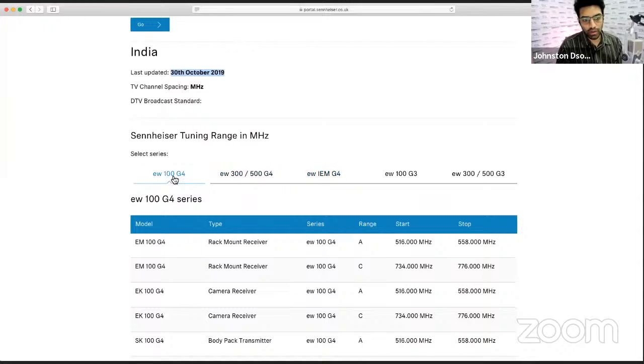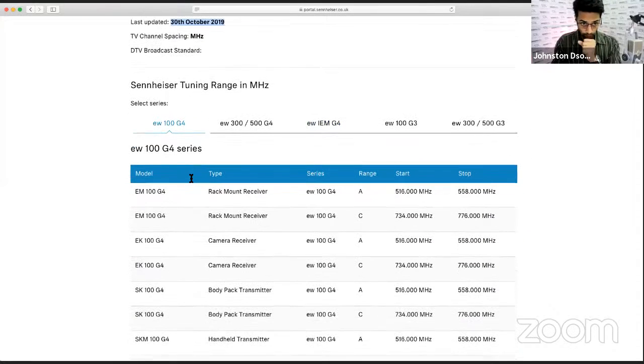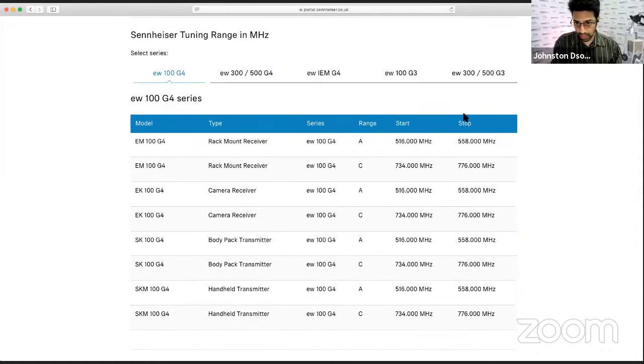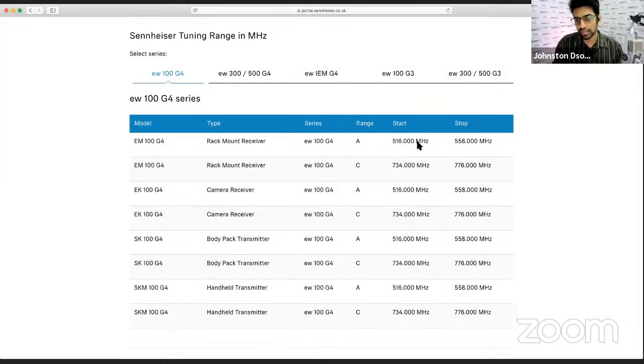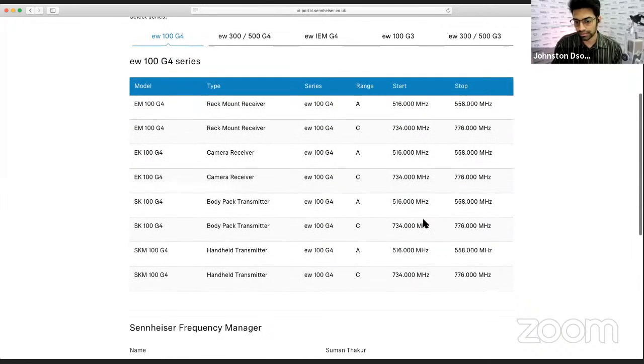And they have whatever series of microphones and wireless devices, all mentioned here. They basically will tell you what frequency, like the EW 100s, Evolution 100 series, G4. You can check out these frequency bands that you'll get it in. You can buy the 100 series G4 microphone or IEM system in these frequency ranges. Okay, 500 to 516, 558, 734 to 776. Okay, they have A band, B band, C band, whatever.